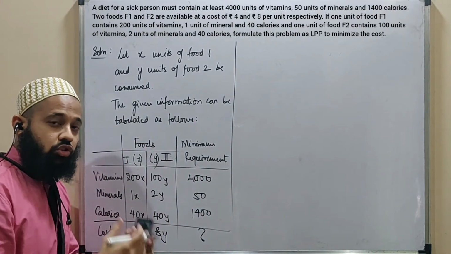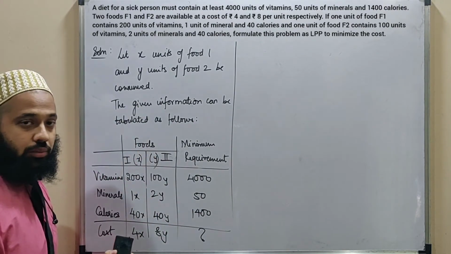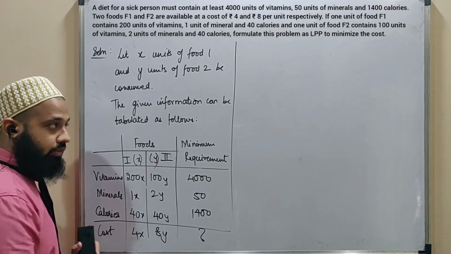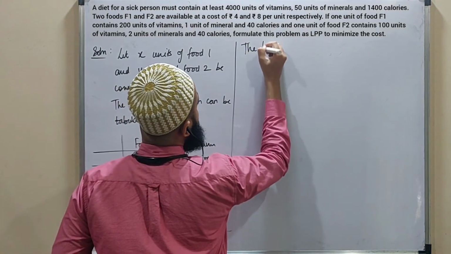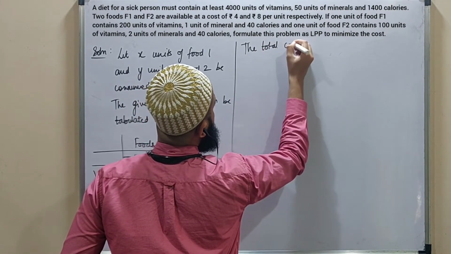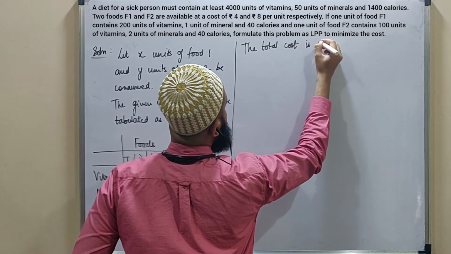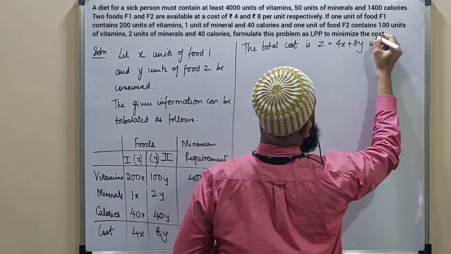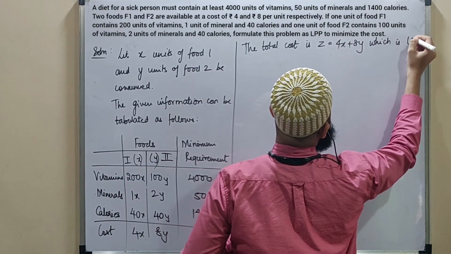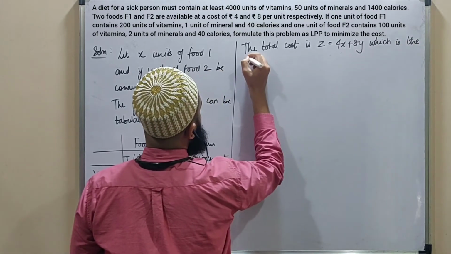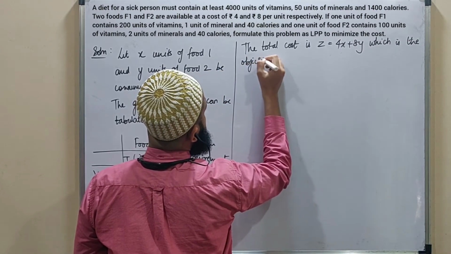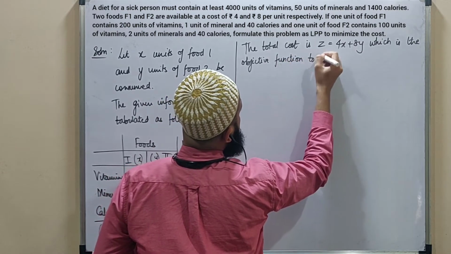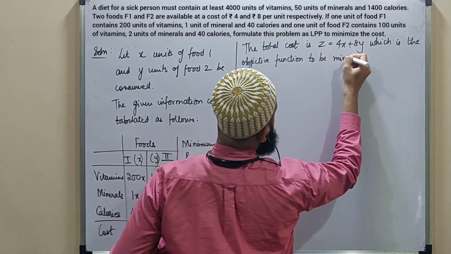Formality के लिए जो statements लिखने हैं वो हम लिख देते हैं अभी, and then we conclude with the LPP. So the first statement comes for the cost. So the total cost Z is equal to 4x plus 8y, which is the objective function to be minimized.